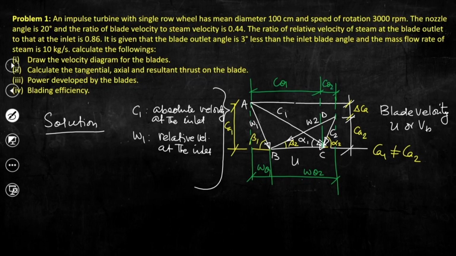So, C theta 1 is basically the component of absolute velocity in the tangential direction at the inlet, and C theta 2 is the component of absolute velocity in the tangential direction at the exit. So, delta C theta equal to C theta 1 plus C theta 2.